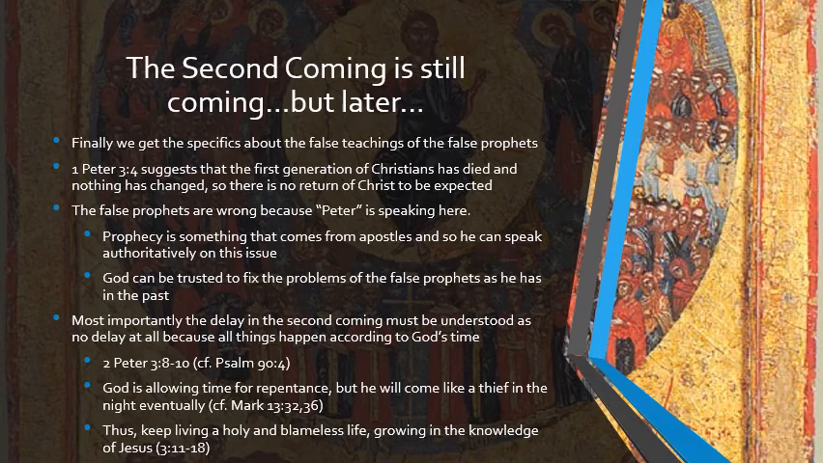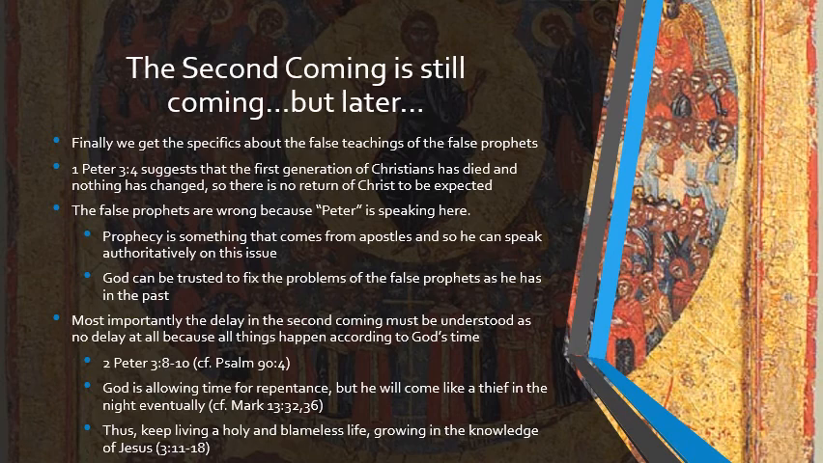Let's skip on down to the last of the major bullet points, because looking at this will tell us the major reasons why Peter is confident that the second coming will still happen. First, God's time is different than our own. 1,000 years is like a day to God, and a day is like 1,000 years to God. He's quoting from Psalm 90, verse 4, to make his point.